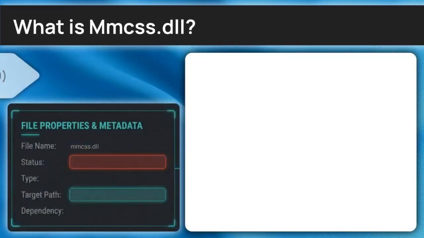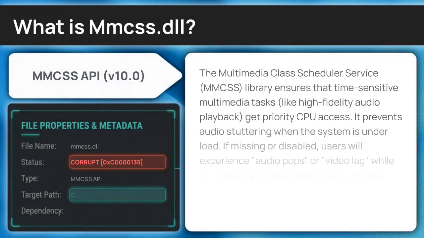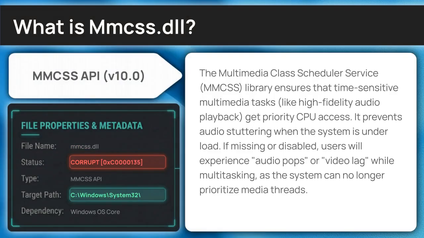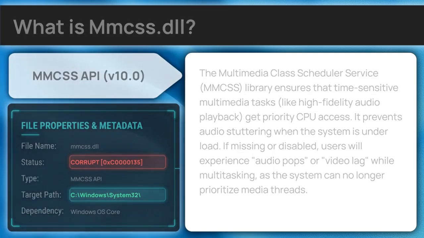This is the Multimedia Class Scheduler Service. The Multimedia Class Scheduler Service, MMCSS Library, ensures that time-sensitive multimedia tasks, like high-fidelity audio playback, get priority CPU access. It prevents audio stuttering when the system is under load. If missing or disabled, users will experience audio pops or video lag while multitasking, as the system can no longer prioritize media threads. Now that the technicals are covered, let's run the official installer.